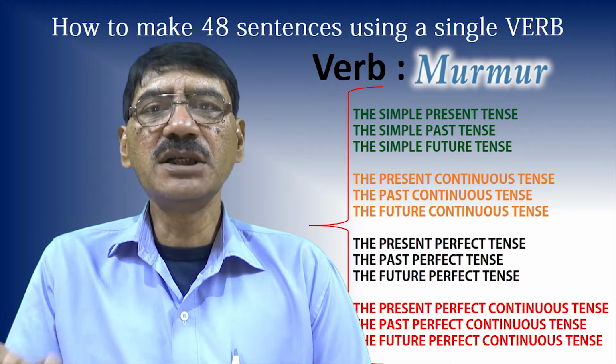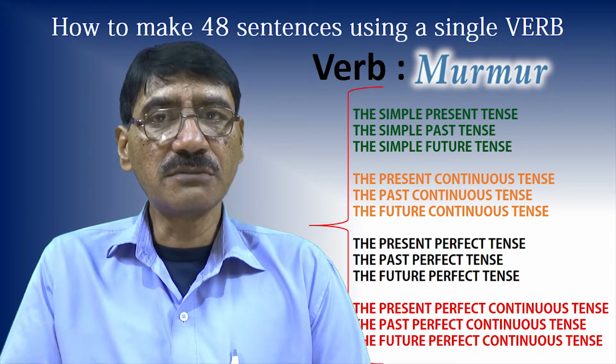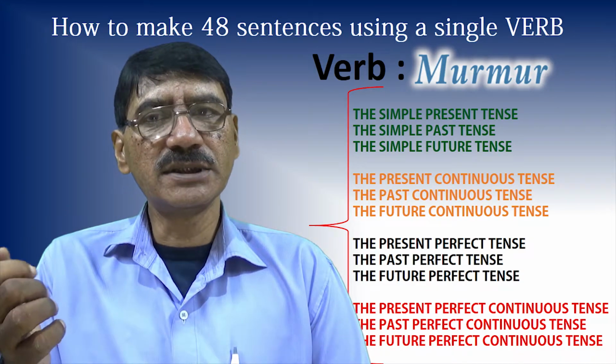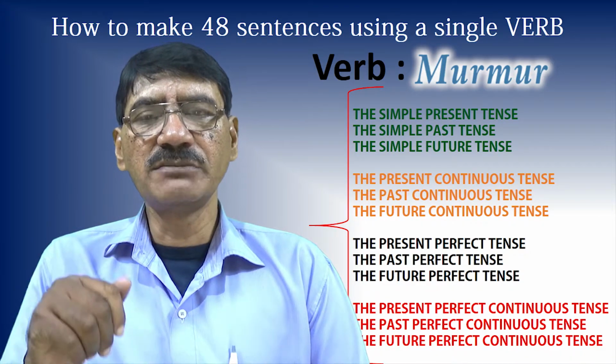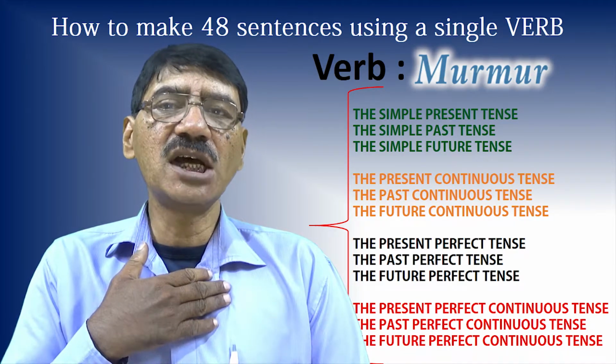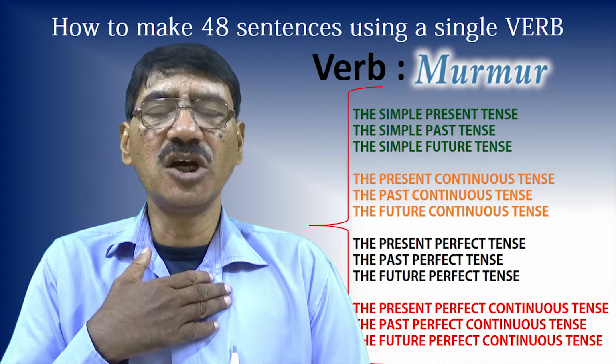You have murmured a lot. You haven't murmured a lot. Have I murmured a lot? Haven't I murmured a lot? You had murmured a lot. You hadn't murmured a lot. Had I murmured a lot? Hadn't I murmured a lot?